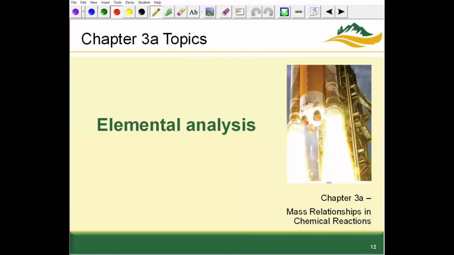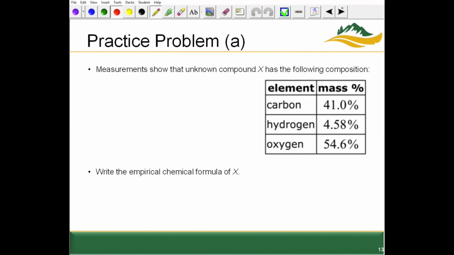So this topic we're going into now is on elemental analysis. So here in this problem, we are given a mass percent of carbon, hydrogen, and oxygen. And from this composition table, we're going to figure out the empirical formula of this compound X. Okay, so we're going to kind of work backwards from the last example we went through.